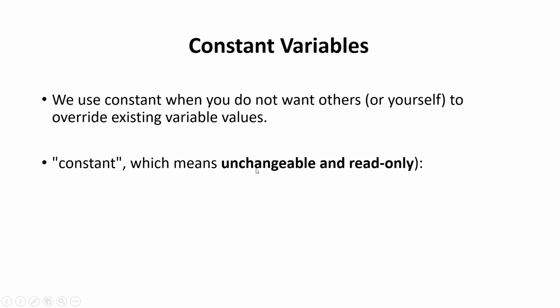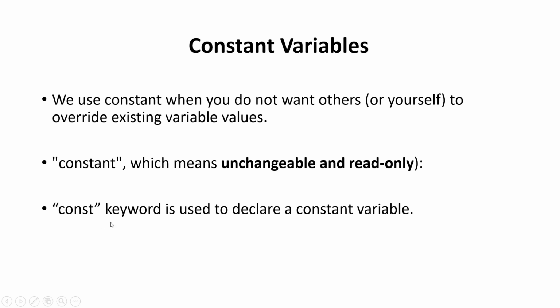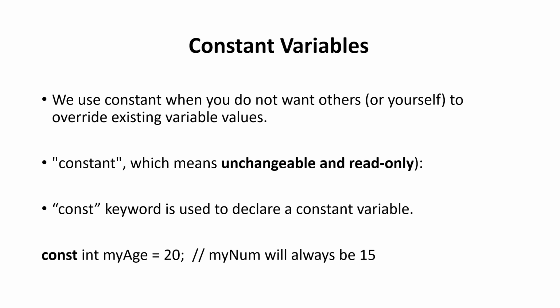Constant means unchangeable and read only. The const keyword is used to declare a constant variable. When you are declaring a constant variable, you give the keyword const, C-O-N-S-T. const int my_age = 20. So we have declared an int type variable my_age equal to 20. We give the value 20 and we declare it constant. We have declared a constant variable, so its value will be 20.